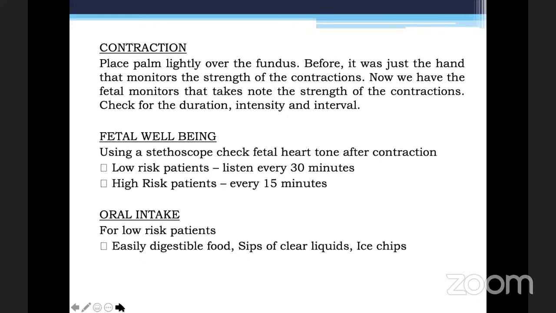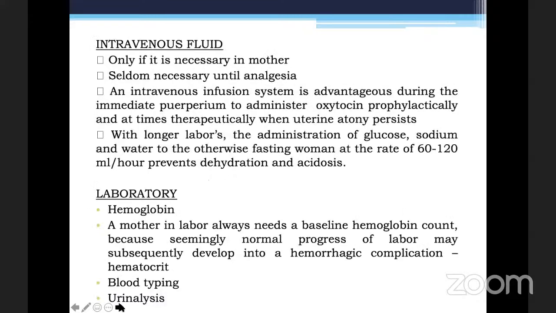Oral intake for low risk: easily digestible food, sips of clear liquids, ice chips. Intravenous fluids: only if necessary in the mother, seldom necessary until analgesia. An intravenous infusion system is advantageous during the immediate perineum to administer oxytocin prophylactically and at times therapeutically when uterine atony persists. In longer labors, the administration of glucose, sodium, and water to otherwise fasting women at the rate of 60 to 120 ml per hour prevents dehydration and acidosis.